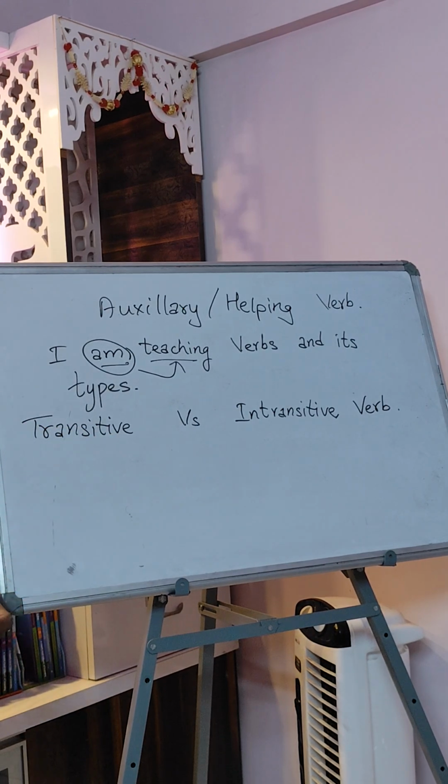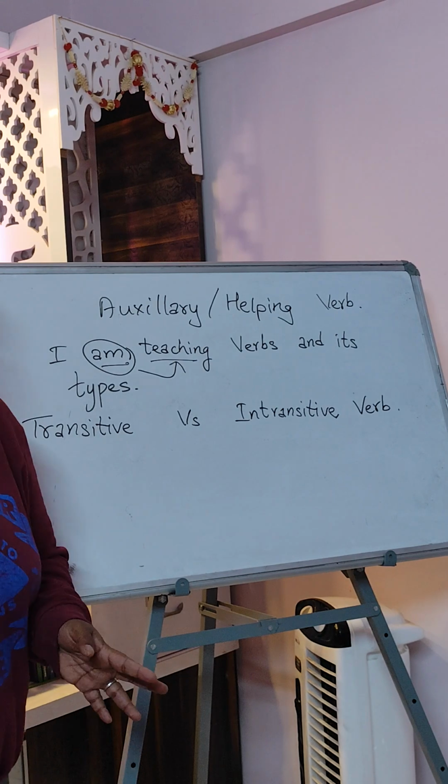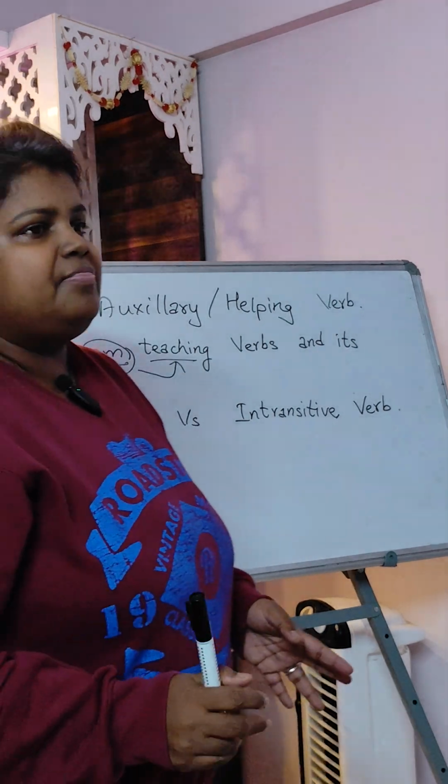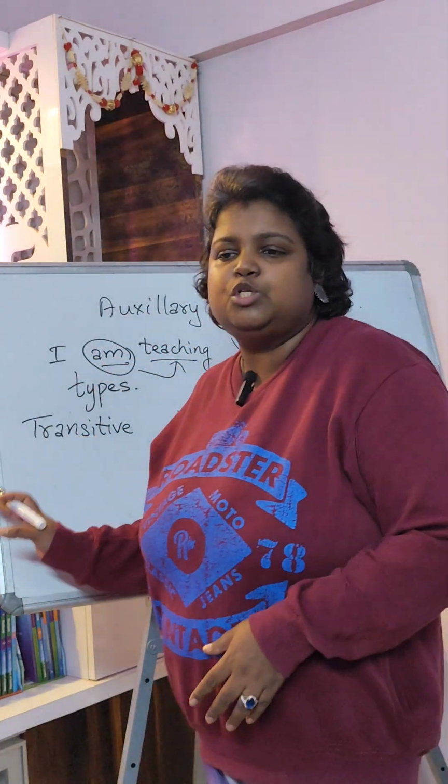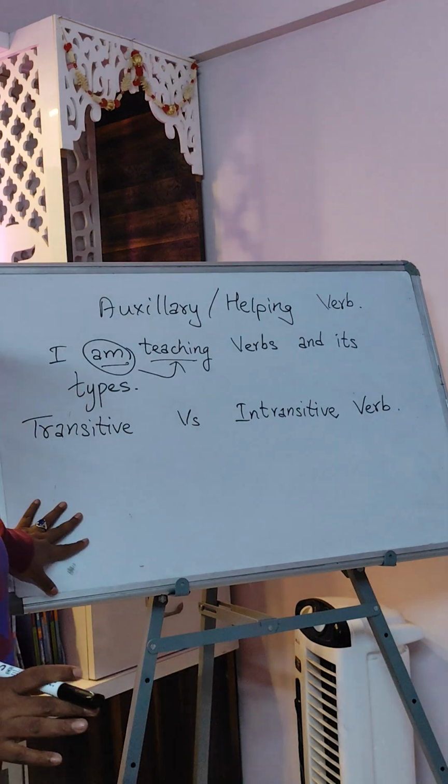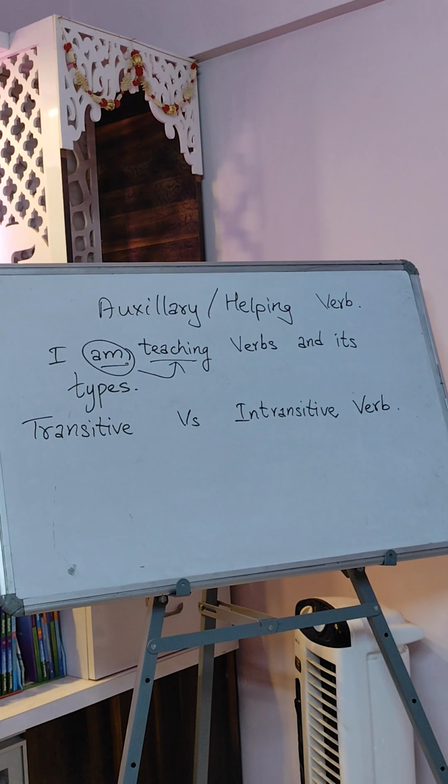So, transitive verb versus intransitive verb. Now, there are some verbs that can be utilized by themselves. They are complete by themselves. There are some verbs where you need an object in a sentence. Now, I'm going to write two sentences on the whiteboard. You tell me which sentence makes sense, okay?